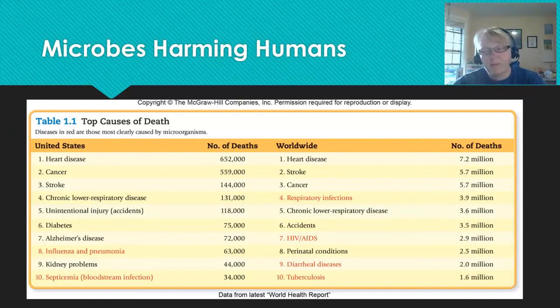So now let's talk about microbes harming humans. This is why you're all here. All of you, future health professionals of America, need to understand the role that microbes play in human health. And as you can see here, within the United States, 2 of the leading causes of death are microbe related, and worldwide 4 are. So it's really important that as healthcare professionals you understand what the risks are, how we prevent infection, how we treat infections, and how we diagnose infections. And we're going to spend an entire unit focusing on this material.